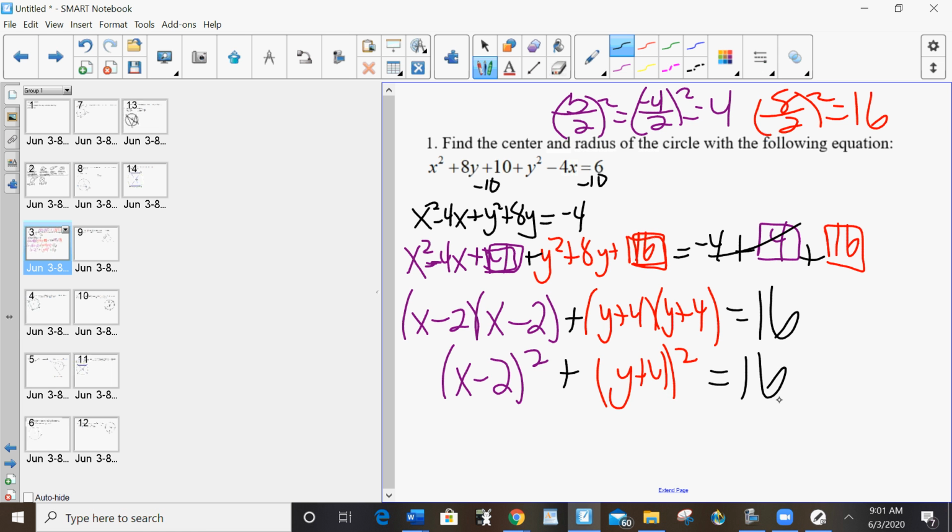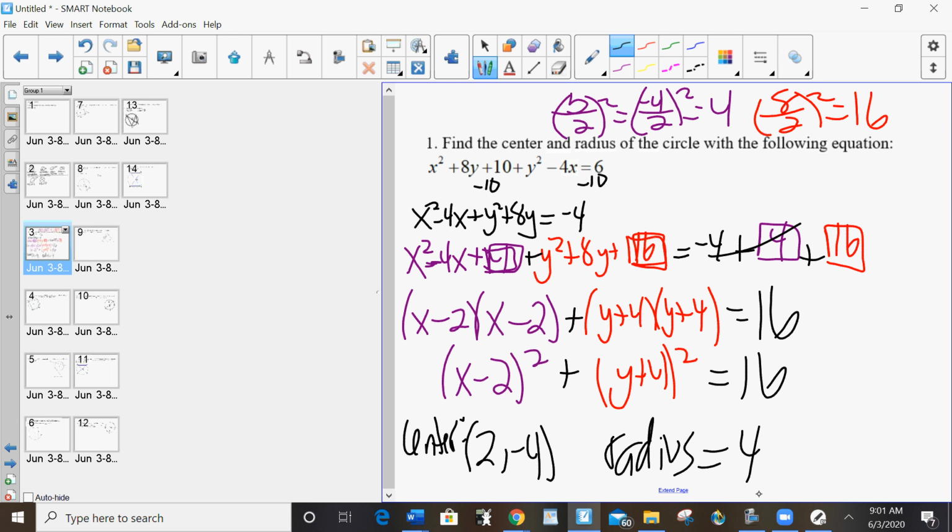Now that I'm in center radius form, for the center, I negate what's in the parentheses. So positive 2, negative 4 is my center. Radius, I take the square root of the right-hand side. I get 4. And that's it. Once you do a bunch of them, it's not bad. Definitely the first example, if you're just watching this right now, you're probably lost. You have to do the lesson. Once you do a bunch of them, it's really not bad.